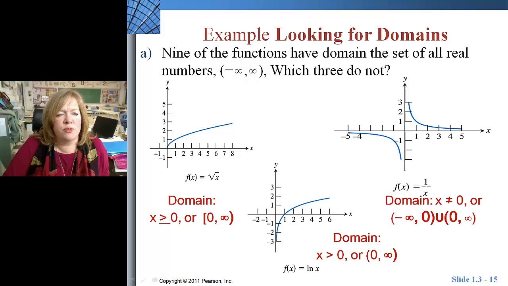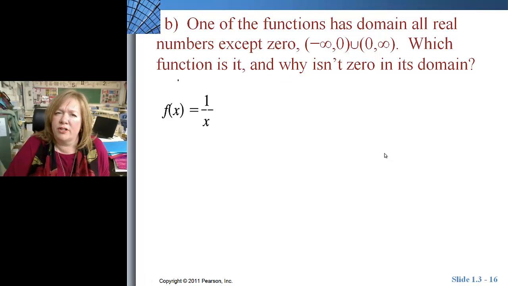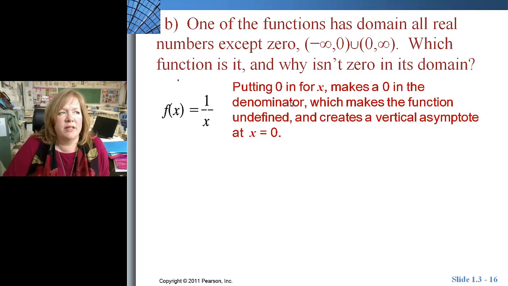So the domain for this one is going to be negative infinity to 0, union 0 to positive infinity. One of the functions has domain all real numbers except 0. Which function is it, and why isn't 0 in its domain? Well, that's the 1 over x function that we just saw. And the reason is because putting a 0 in for x makes a 0 in the denominator, which makes the function undefined and creates a vertical asymptote at x equals 0.